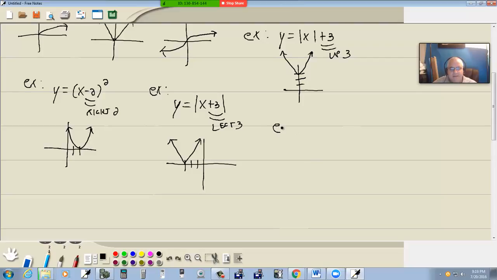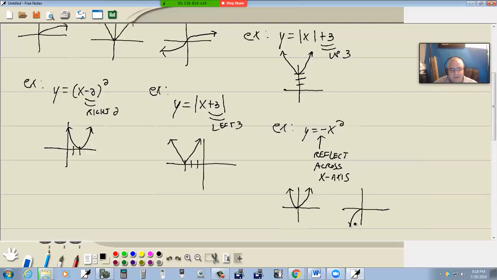Now you can have negatives involved. Let's say we have a negative out in front of our function. This is going to reflect, flip across the x-axis. Now our basic graph is the U-shaped graph, which looks like this. So when I say reflect, flip it across the x-axis, this is going to flip upside down. So it becomes that right there. And that's what a negative does.